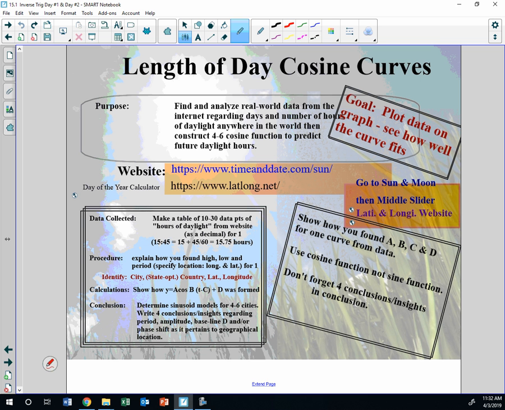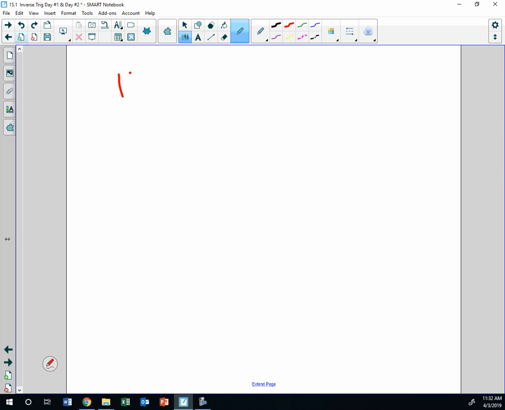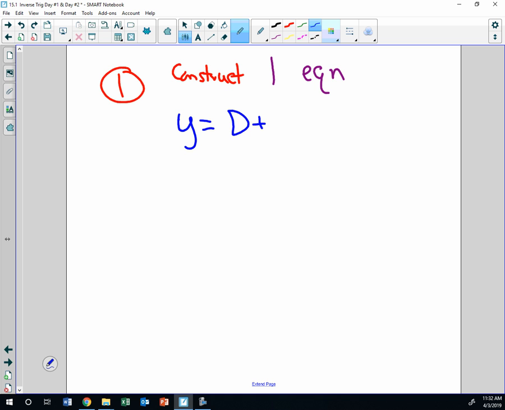So this is going to be in 2 parts. The first part is you're going to construct one equation. And that equation, of course, is your y equals d plus a cosine b t minus c. You remember that one? And remember how we found d? Well, let's go back.